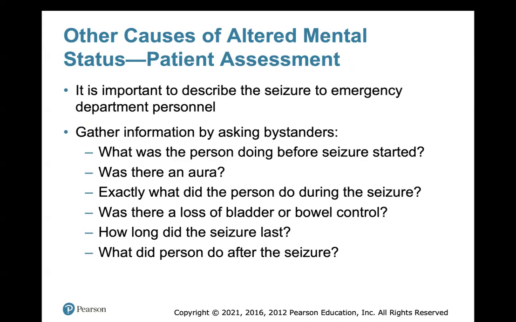Gather as much information as you can from the bystanders. Ask questions. What were they doing before the seizure started? Did they say there was an aura? What did the person do during the seizure? If they weren't seizing when you got there, what exactly did they do? Were they thrashing around? Did they get real tense? Did they just lose consciousness? What did they do?